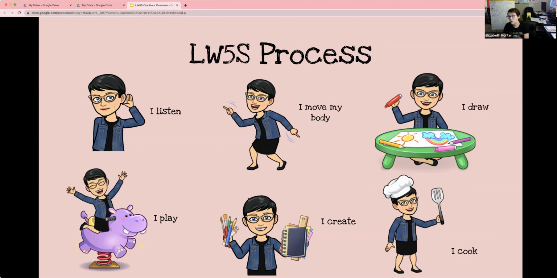The second part is we move our body. Think about it. When we're babies and toddlers, we learn through finger plays. We learn through stories. We learn through songs. So we put language to rhythm. We put it to pictures. And that's the next part: I draw. Our brains are wired to naturally process ideas and language in images. So when we learn language, we draw it.